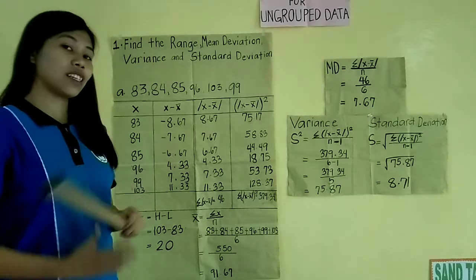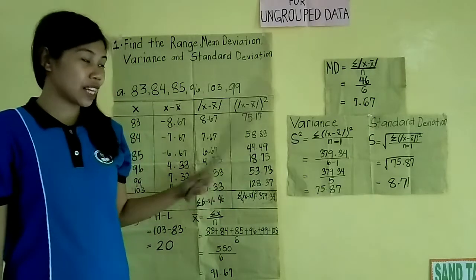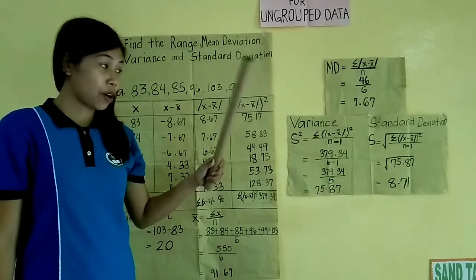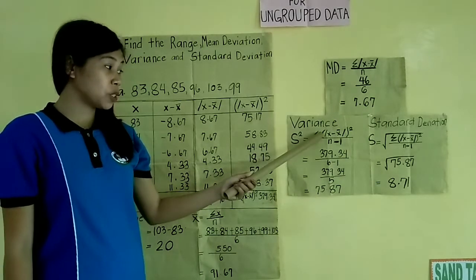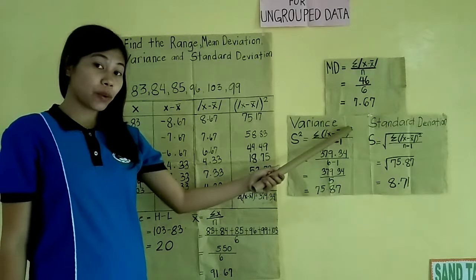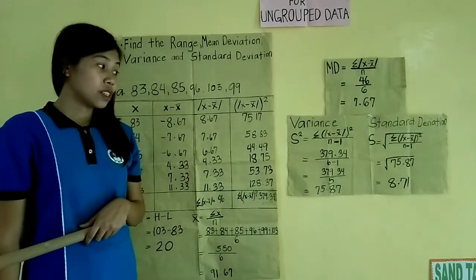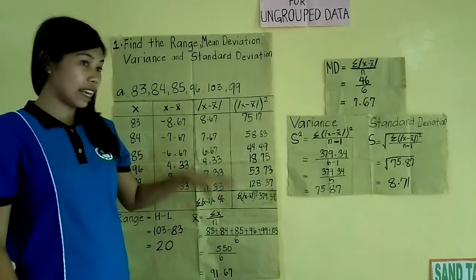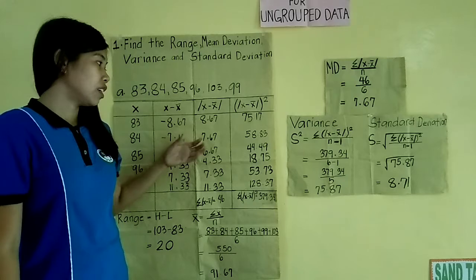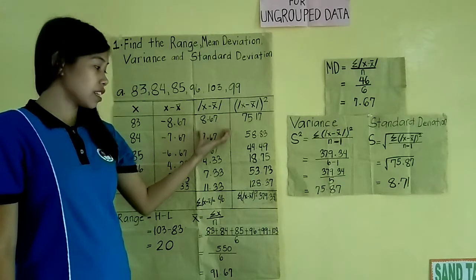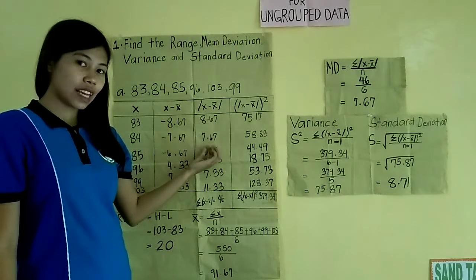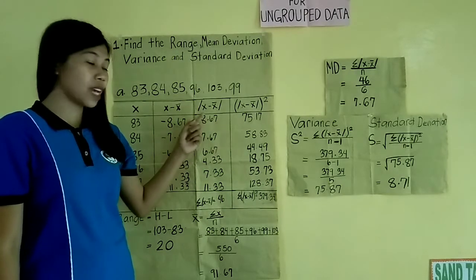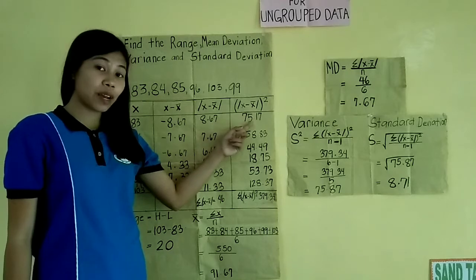Let's go to the variance. Our formula in finding the variance is denoted as s squared. So our formula is s squared is equal to summation of quantity x minus mean squared over n minus 1. So first, we have to get the numerator. So, going back to the table, we first square this data, one by one. Multiply each by itself. So, 8.67 times 8.67 is equal to 75.17.